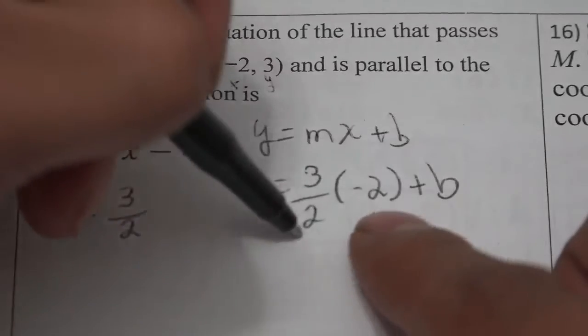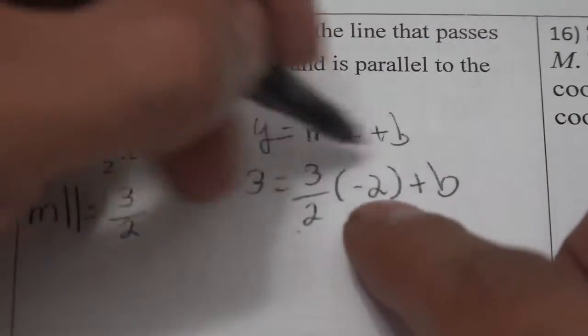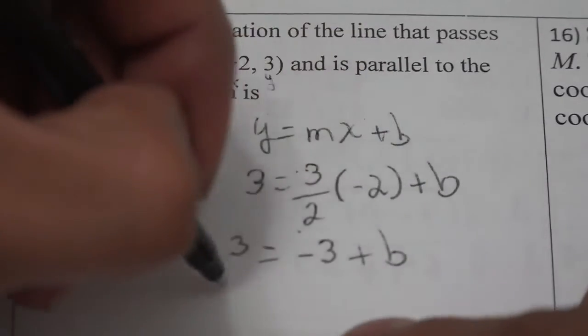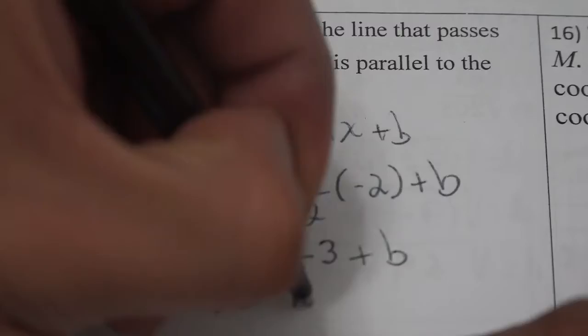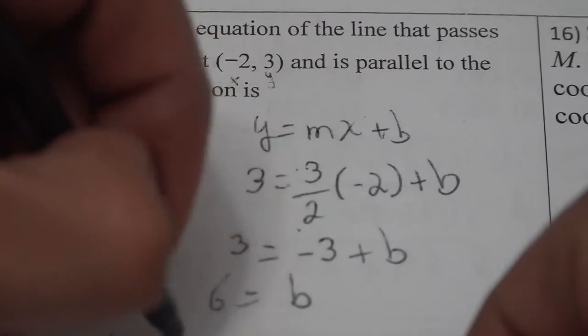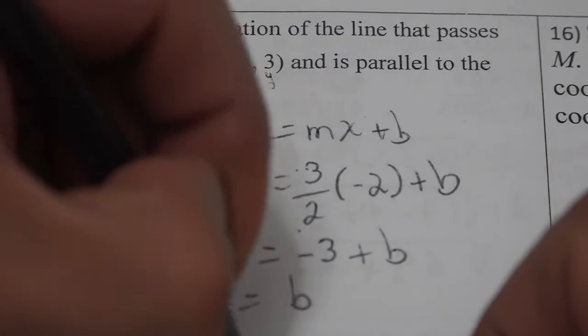Okay, 2 times 3 is 6, divided by 2 is 3. So that's negative times positive is negative. So 3 equals negative 3 plus b. Add 3 to both sides and you get b equals 6. And now I just have to write the equation. y equals 3 over 2 x plus 6.